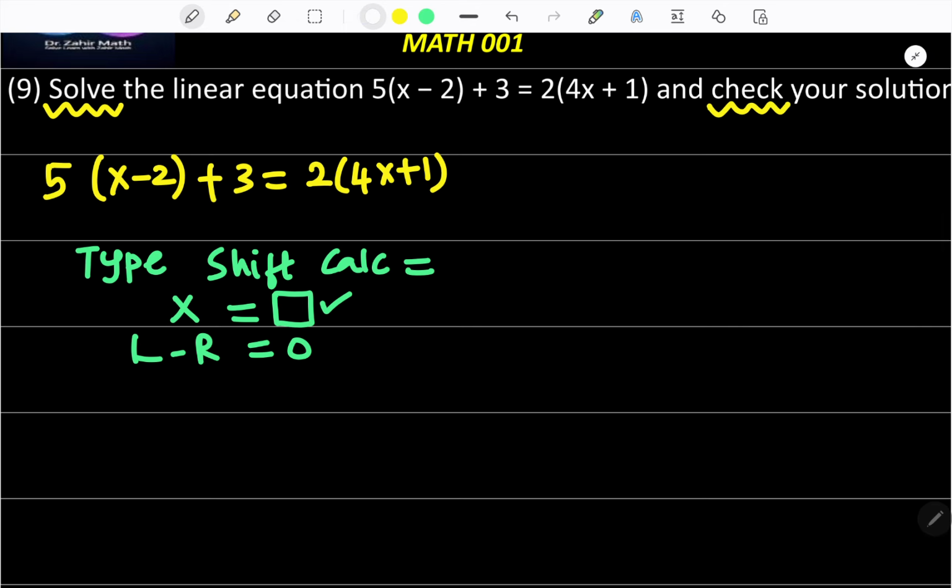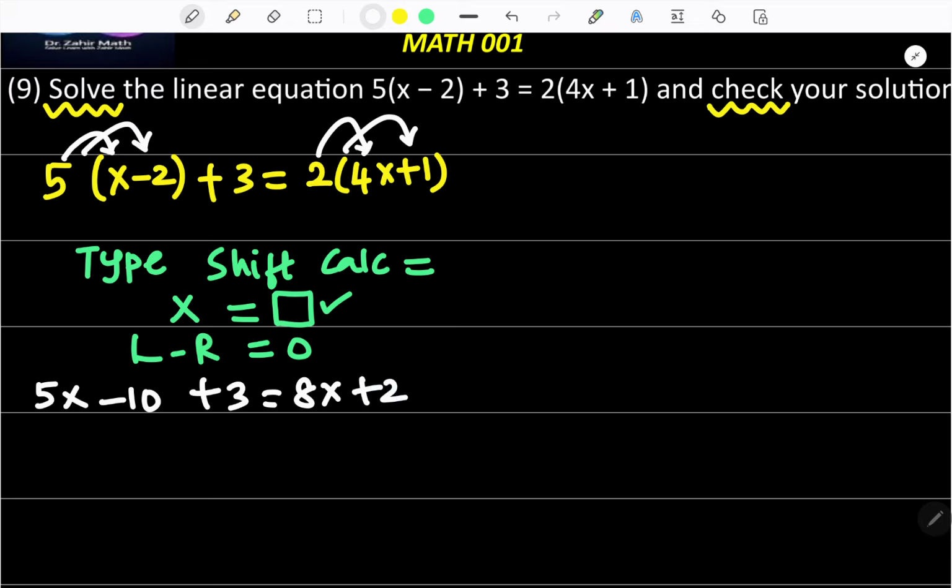So let us start the solution. 5 times x is what? 5x. 5 times 2 is what? Minus 10. Plus 3 is equal to 2 times 4 is what? 8x. And 2 times 1 is what? Plus 2. So now take all the x to this side. 5x, and this 8x comes this side, minus 8x equals. And this side is 2. Minus 10 goes to that side as what? Plus 10. Plus 3 goes to that side as what? Minus 3. Clear everybody? Right.